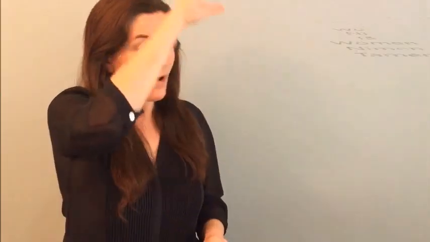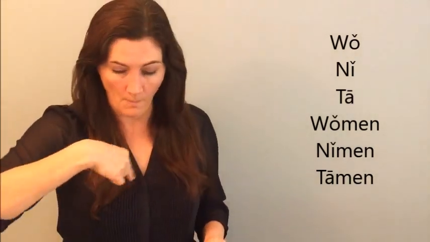All right, let's do all the personal pronouns together. Repeat after me. 我, 你, 他, 我们, 你们, 他们. I recommend pausing the screen and doing that entire thing. Do it like 5 or 6 times till you really, really know it well.